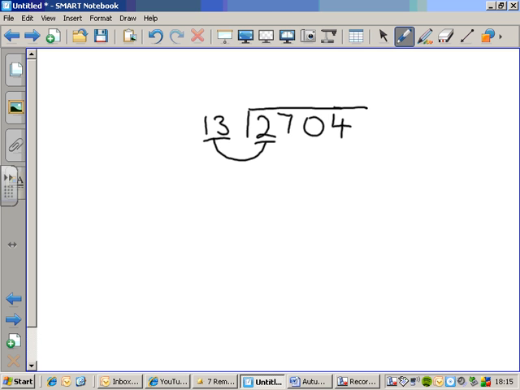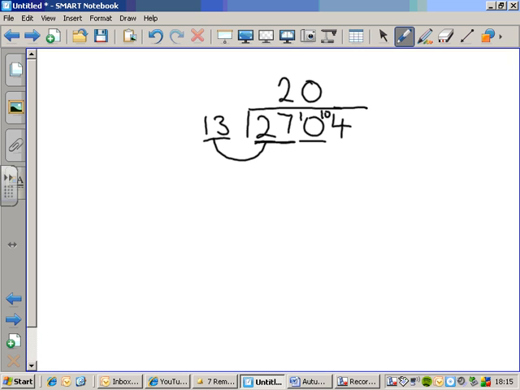Well, none, because of course 2 is much smaller than 13. So let's just make it 27 and say how many 13s go into 27? Well, 2 13s are 26, so the answer is 2 with a remainder of 1. Now then, how many 13s go into 10? Quite right, no 13s go into 10, again, because 10 is less than 13. So the whole of that 10 carries across to the next number.